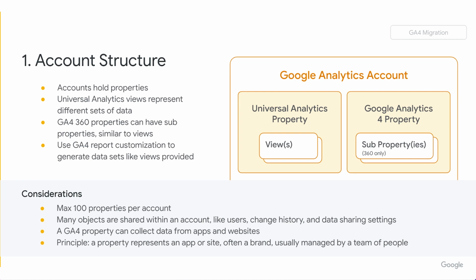Now, the idea behind a property is this is the object that maps to your website or your app, or both, that you're trying to measure. Oftentimes, this will also map to a brand, and usually a team of people working together to measure that brand.